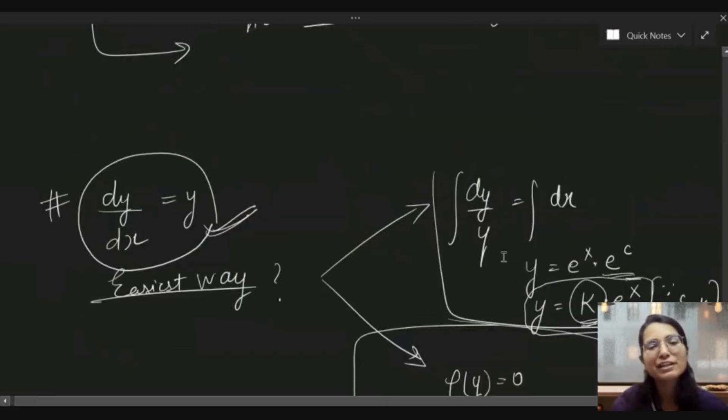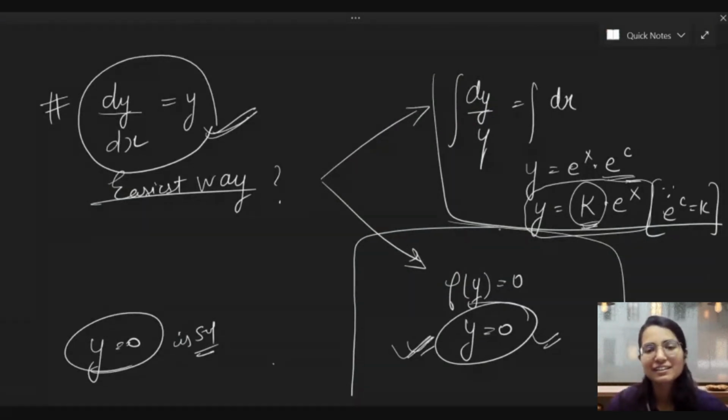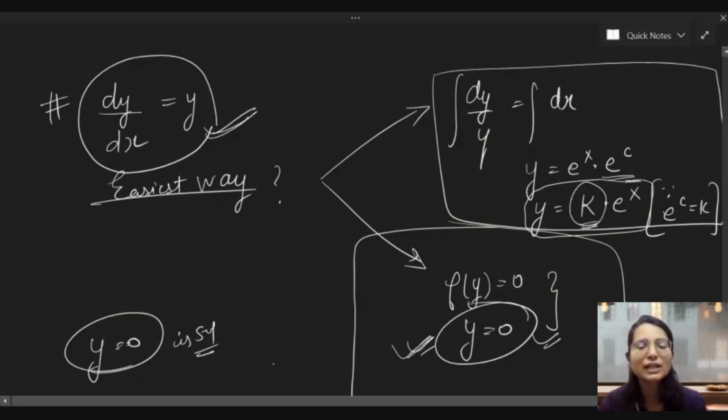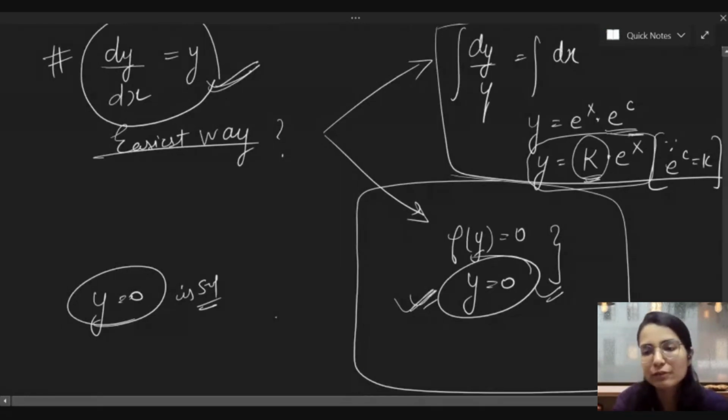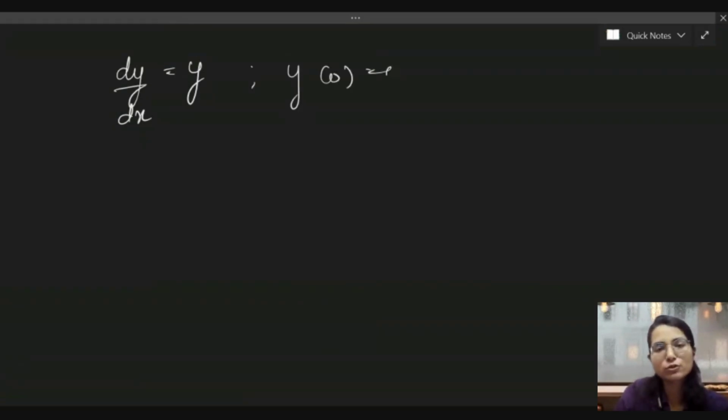Now you might be wondering, this is crazy. I'm just asking you to find one solution. When you have infinite solutions, why will you find only one solution? Okay, let me tell you why this is useful and why you should do this. Suppose we have the same differential equation with the given condition y(0) equal to 0. What will we do now?